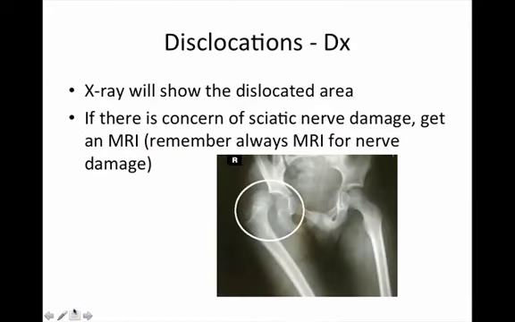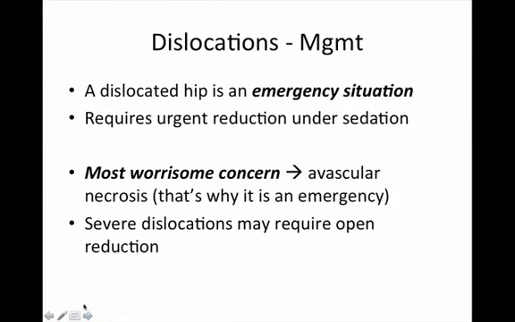Okay, so there's a very classic looking x-ray. You can just see that the head of the femur is absolutely completely dislocated from that acetabulum. Okay, now like I said, if there's concern about sciatic nerve damage, get an MRI, and then when we call neuro, they'll be able to look at that in a better fashion.